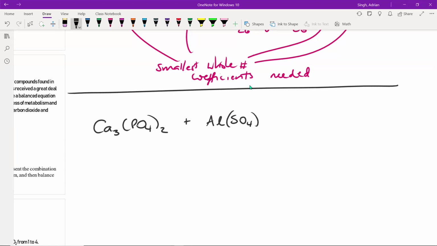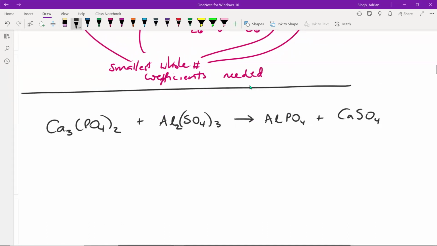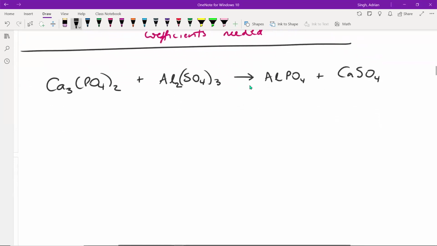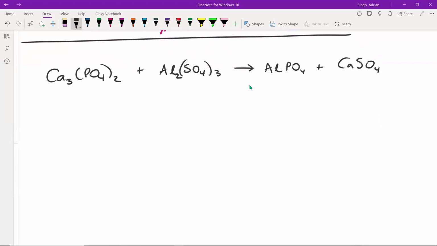So aluminum sulfate will have the chemical formula Al2(SO4)3. And then the products here will be AlPO4, aluminum phosphate, and then we get calcium sulfate, CaSO4. Okay, anyway, look at this and think, wow, there's a lot going on in this equation, and you'll be right. There's a lot going on, but we're going to approach it the same way.